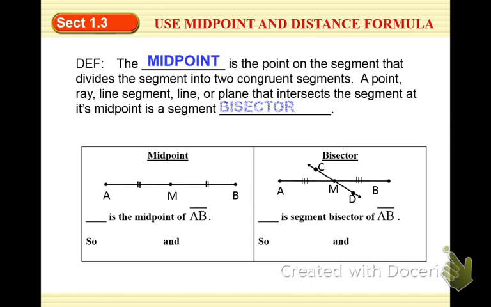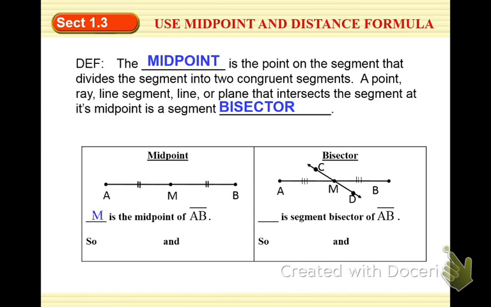A point, ray, line, segment, line, or plane that intersects the segment at its midpoint is called a segment bisector. Hang on to that word, bisector. We're going to use that word a lot. Anytime you hear the word bisector, something is being bisected. Bi meaning two, right? And section means cut, right? So anytime we talk about a bisector, whether it's segment, angle, anything, that means we're just cutting that segment in half, cutting it in two, but we're cutting it specifically in half, okay?